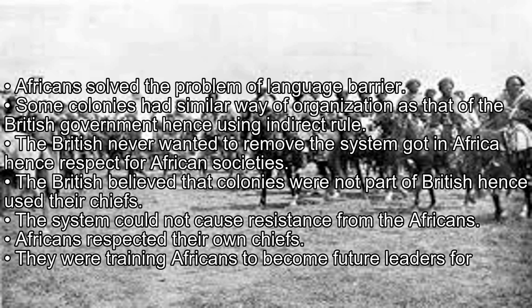The British never wanted to remove the system found in Africa, hence respect for African societies. The British believed that colonies were not part of Britain, hence used their chiefs. The system could not cause resistance from the Africans. Africans respected their own chiefs. They were training Africans to become future leaders for self-government. They believed that Africans were barbaric and hated change, hence using indirect rule.